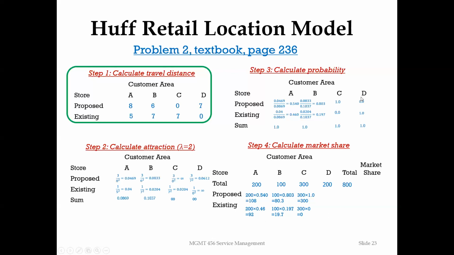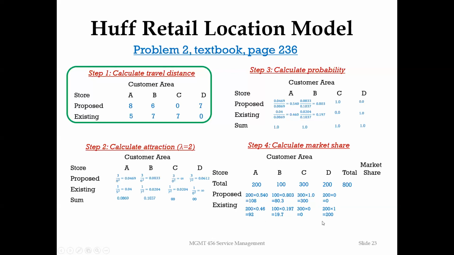For customer area D, it's the opposite. The proposed store will capture nothing because it's 0%. That's why 200 times 0, you get 0. Nothing will be spent in the proposed store. Everything, 100%, will be spent in the existing store, which is $200,000.